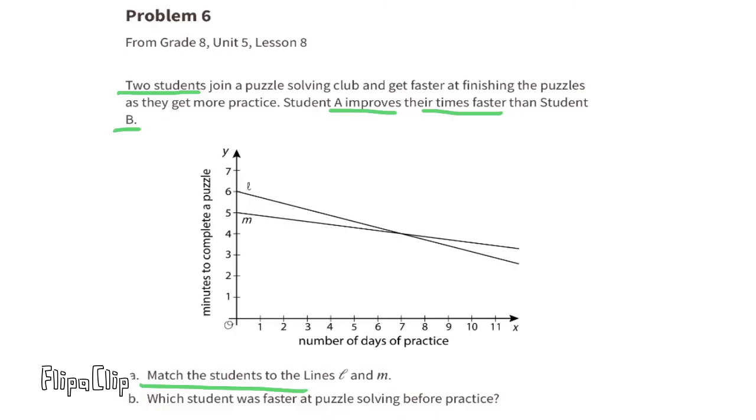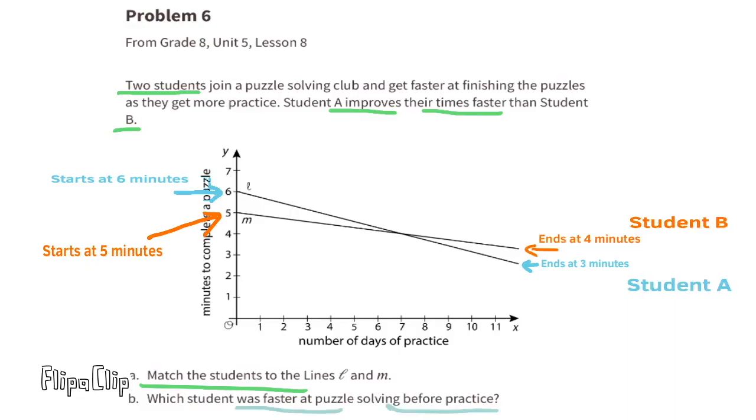The horizontal axis, or the x-axis, represents the number of days of practice, and the vertical axis, or the y-axis, represents minutes to complete a puzzle. Here you can see that line L starts at 6 minutes. On the first day, it took 6 minutes to complete a puzzle. As the days progressed, eventually, it's taken them less than 3 minutes to complete a puzzle. Line M starts at 5 minutes and ends at 4 minutes.